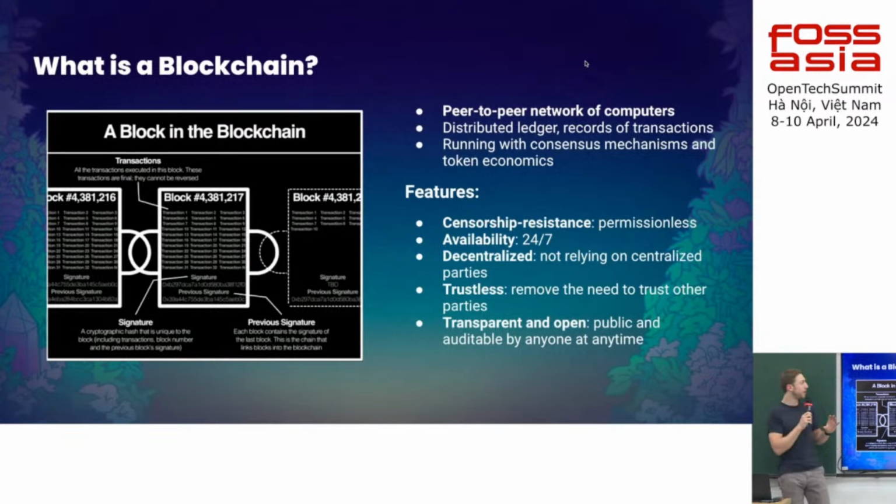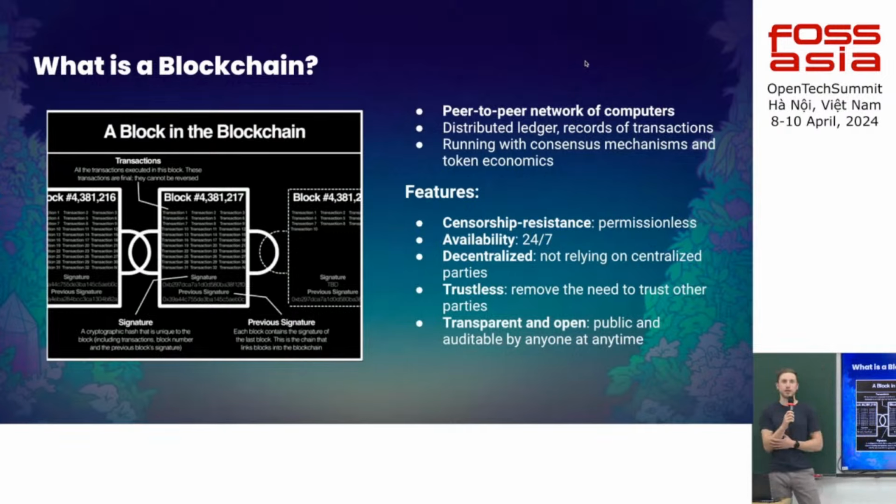But basically about the features of a blockchain, when an application lives on the blockchain, we can say that it is censorship resistant, in a way that it's also permissionless. People do not have to ask for permission to use the blockchain or even to develop an application on the blockchain. You just do it. No one can prevent you from using the blockchain, and that's a very important feature. It's also available 24/7. It never stops.